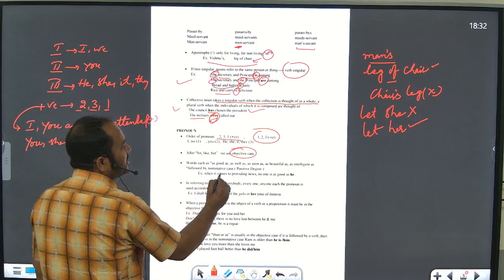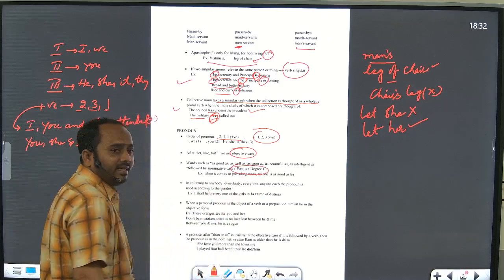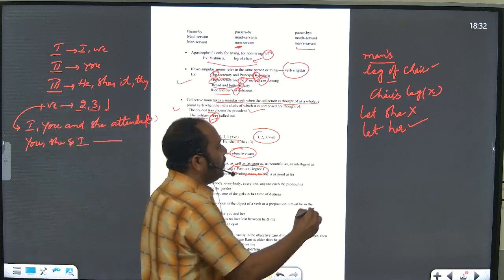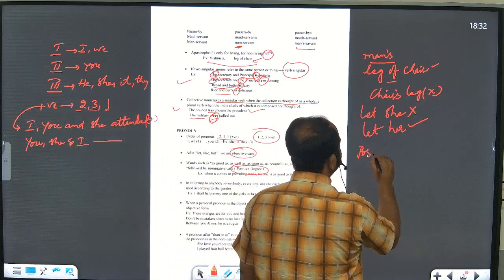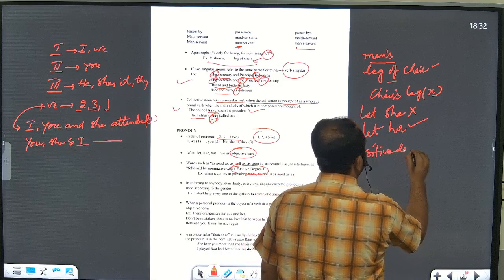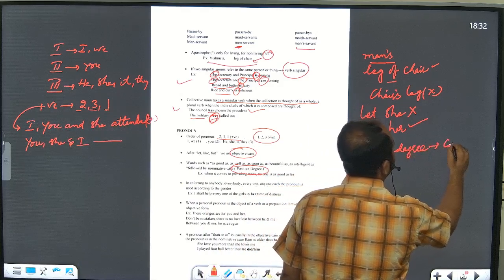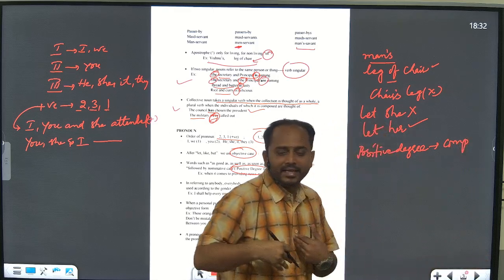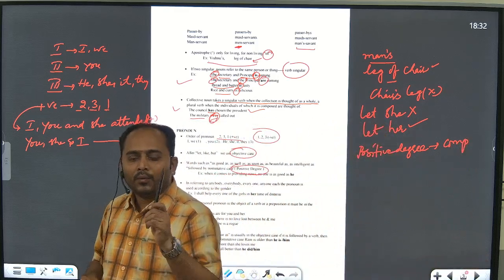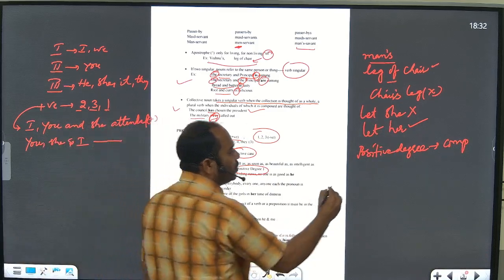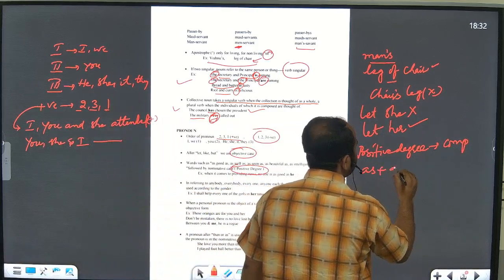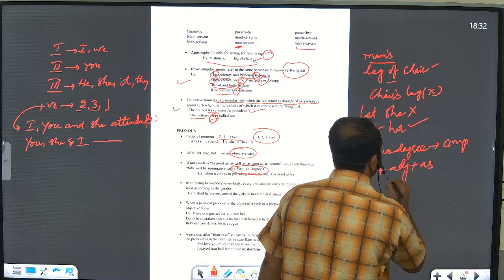And this is like a positive degree. In the degrees of comparison, we can understand when you write a positive degree, the positive degree means comparing itself. Comparing itself. That means only one. When you compare yourself, you should use the as plus adjective plus as form.